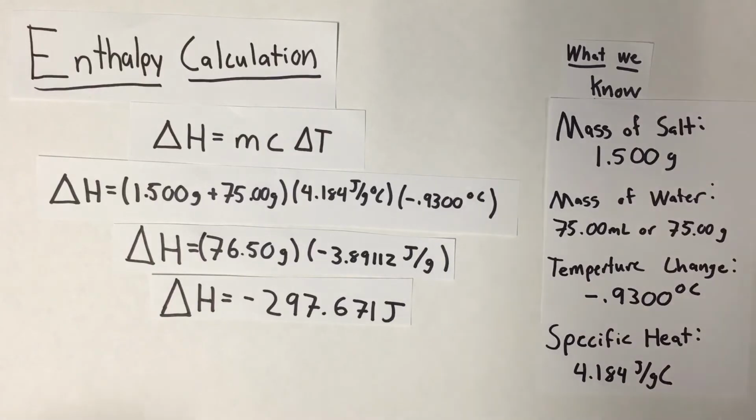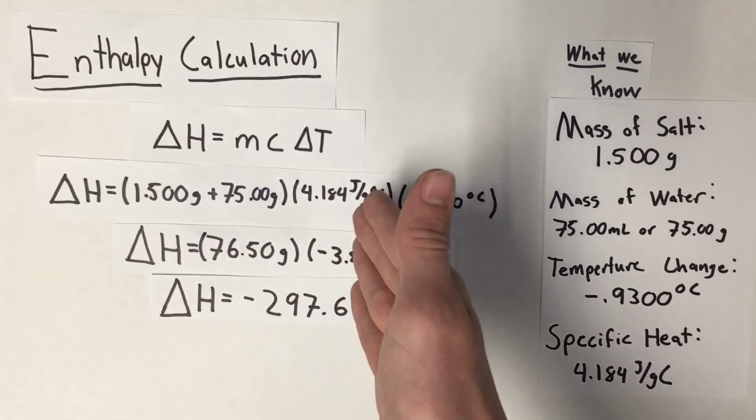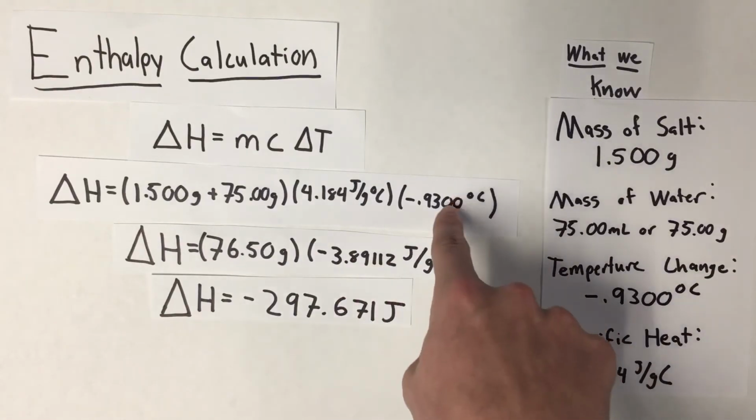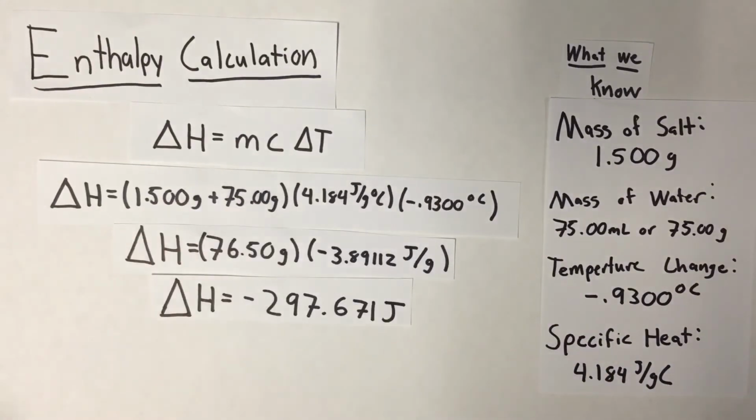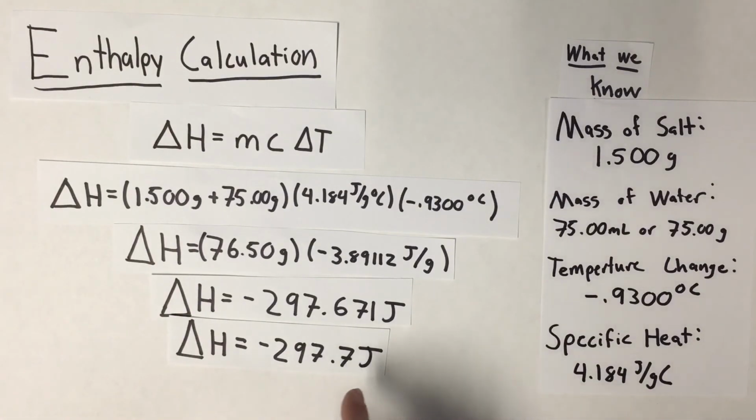297.671 joules. But when you apply sig figs, you don't get 4 from here, because that's a constant. It wouldn't change for the water. You're going to get 4 from here, here, and here, which would get you to delta H equals negative 297.7 joules.